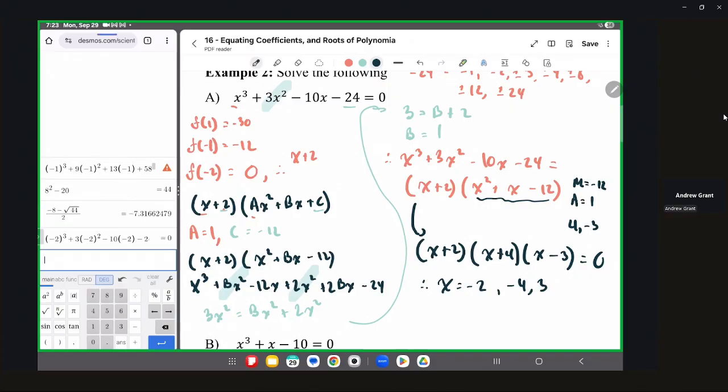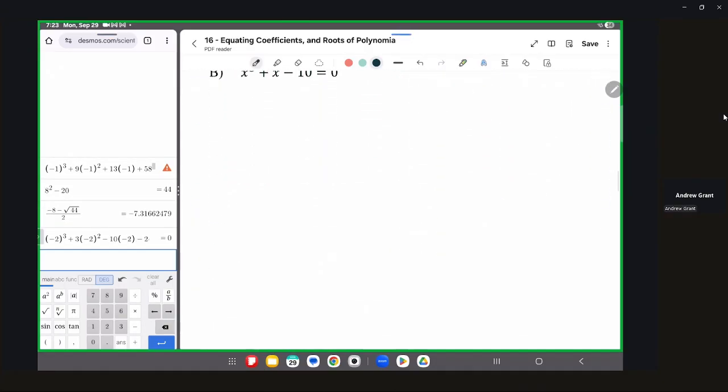Okay, looks good. So let's continue on. For letter B, we have x cubed plus x minus 10. I automatically want to be using long division to figure this out, just as a nice little point of review. And here, the factors we should be checking are factors of negative 10, which are going to be plus or minus 1, plus or minus 2, plus or minus 5, and plus or minus 10.